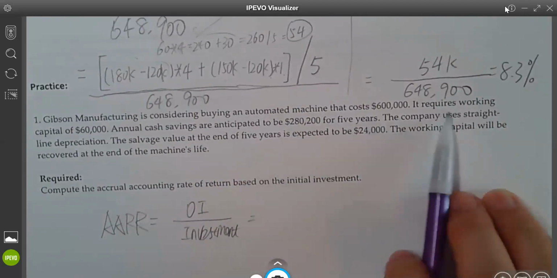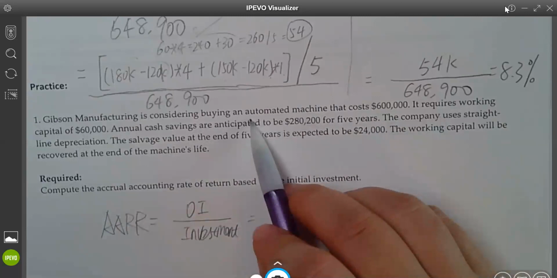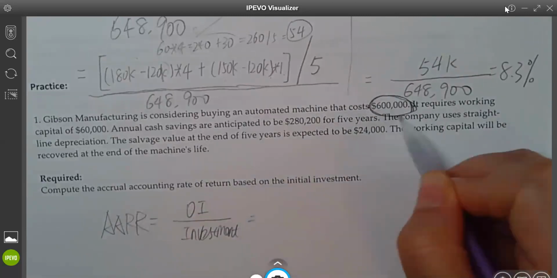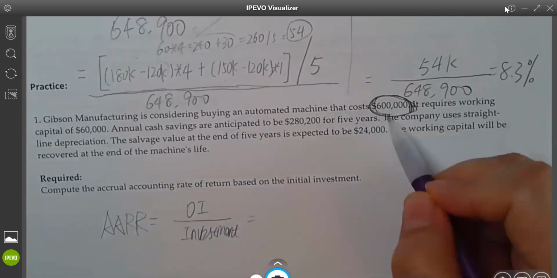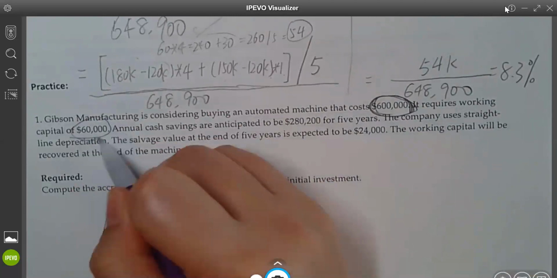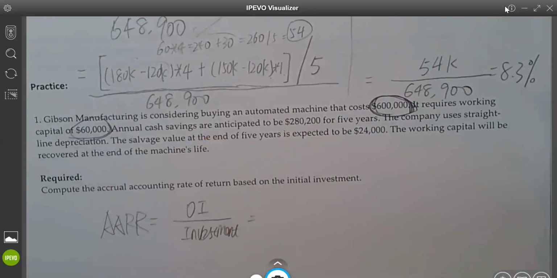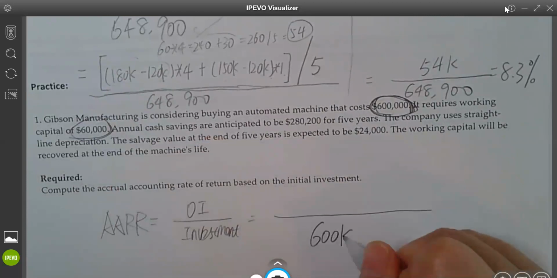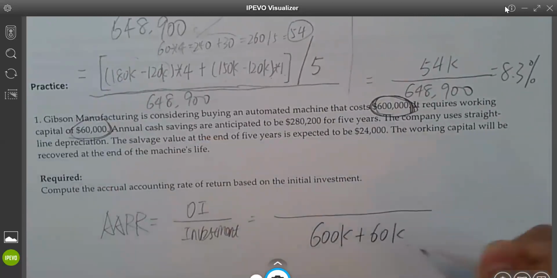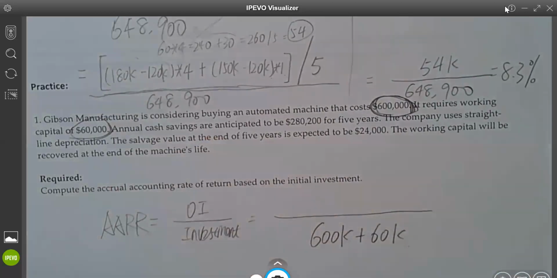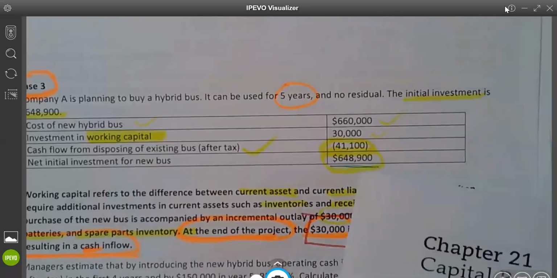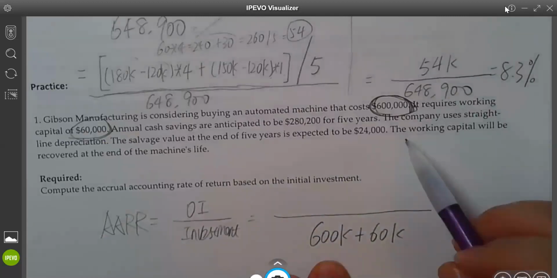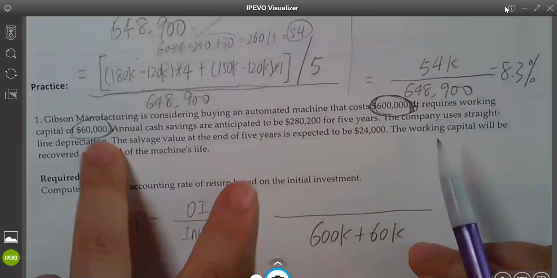Buying this requires working capital. So this is the cost, 600,000, and your working capital is 60,000. So your net initial investment will be 600,000 plus 60,000. Remember, we said your working capital is a part of your initial investment: your original 600,000 plus your 60,000.